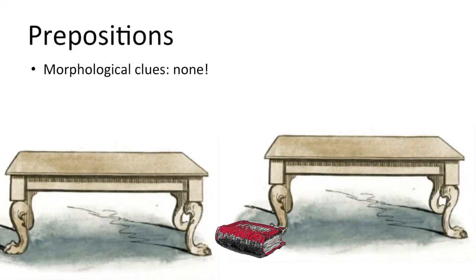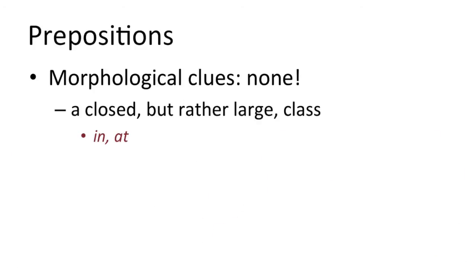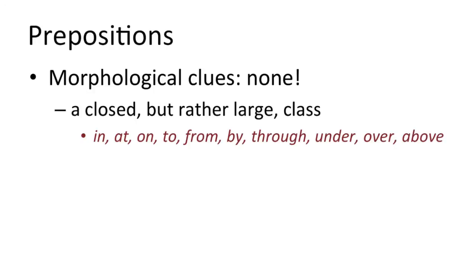Prepositions in English don't take any morphology. They form a closed class, so it would be possible to list all the prepositions in the English language. But it would take a long time to do so because there are rather a lot of prepositions in English. Here are a few common ones: in, at, on, to, from, by, through, under, over, above, between, along, before, after.